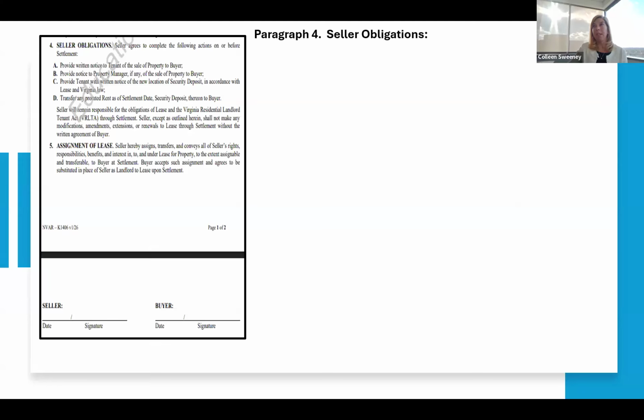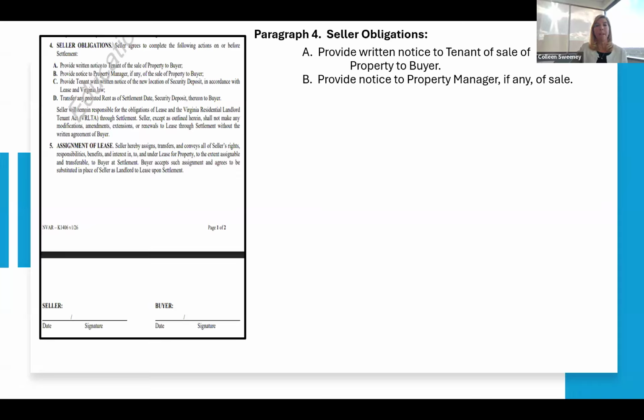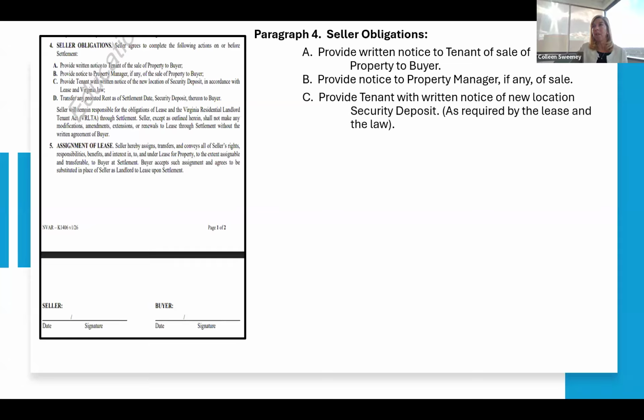Now going on to the second page, we see the paragraph 4, which is the seller obligations. Provide written notice to the tenant of the sale of the property to the buyer. Obviously, they need to do that. It's important, and the seller is the person in the position to do that. Provide notice to the property manager, if there is any, about the sale. Provide the tenant written notice of new location of the security deposit. This might be a requirement of the lease, and there's parts of the law, so lots of things have to be carefully coordinated there. And transfer prorated rent as of the settlement date and the security deposit to the buyer, because at the end of the lease, the tenant is going to be looking for their security deposit, and that needs to be addressed.